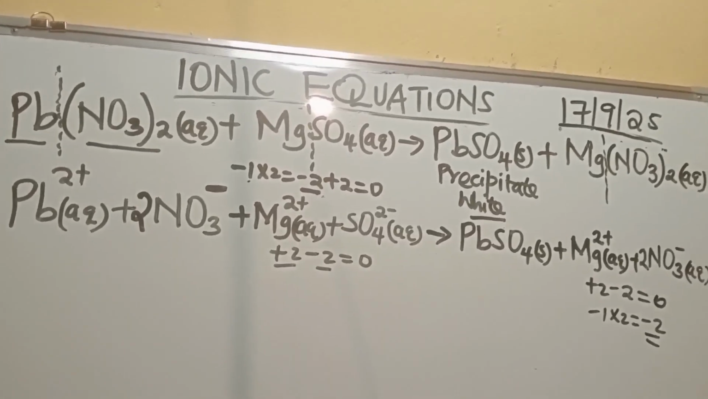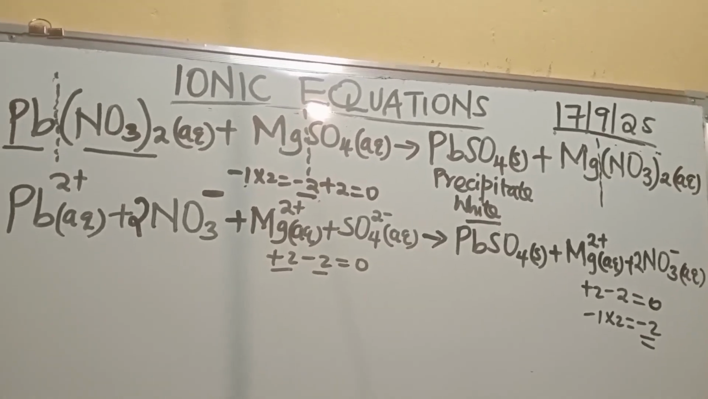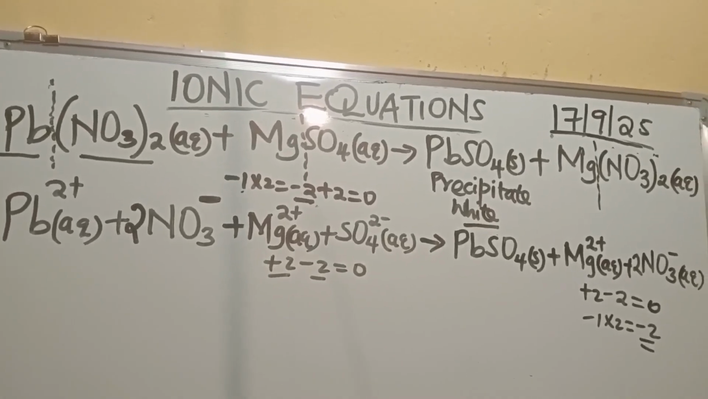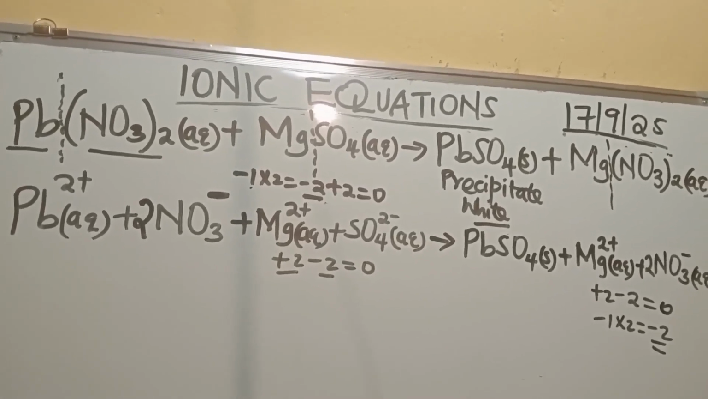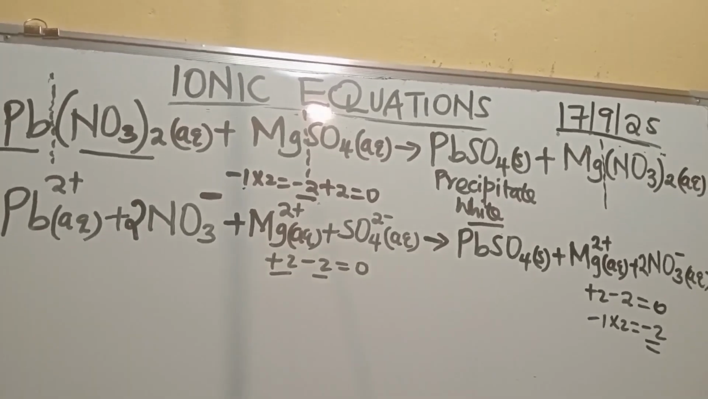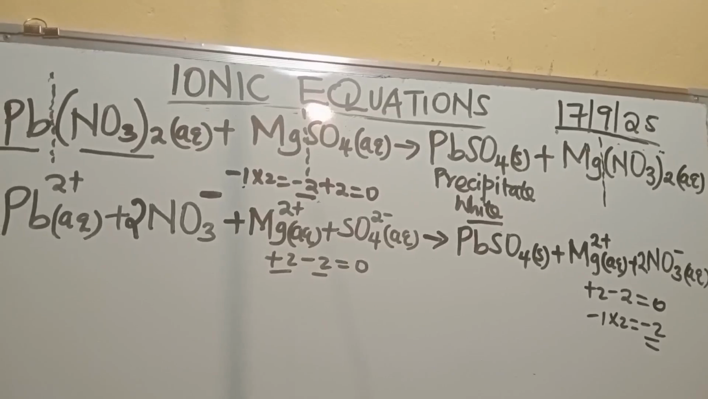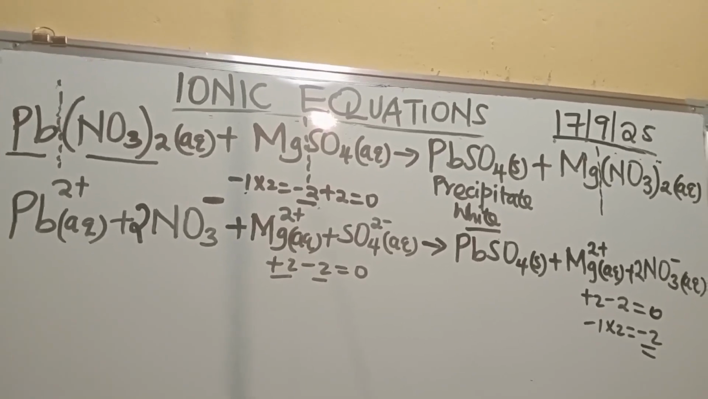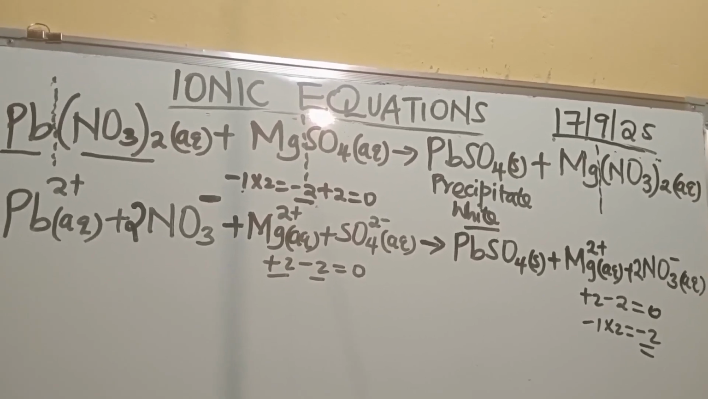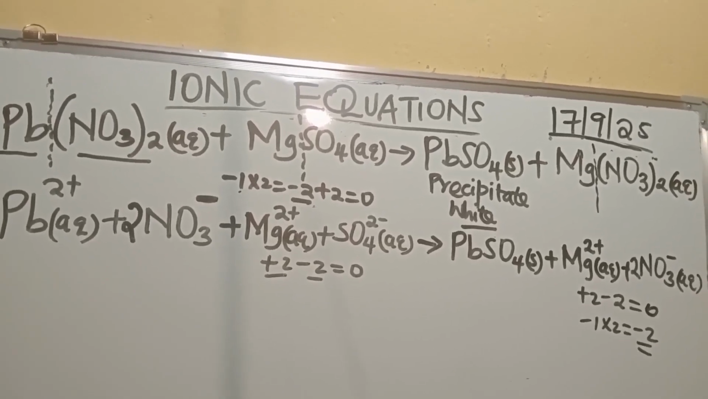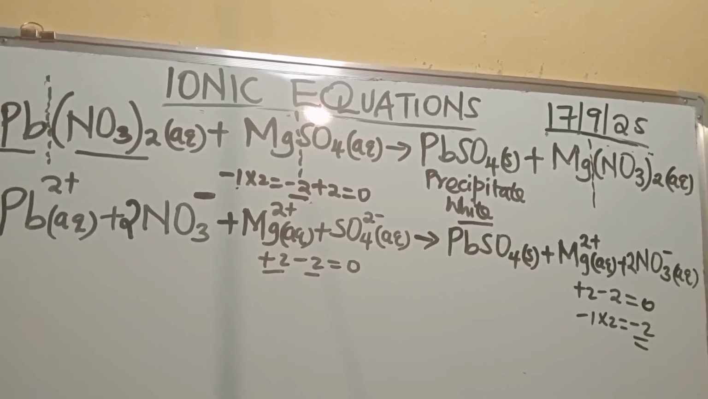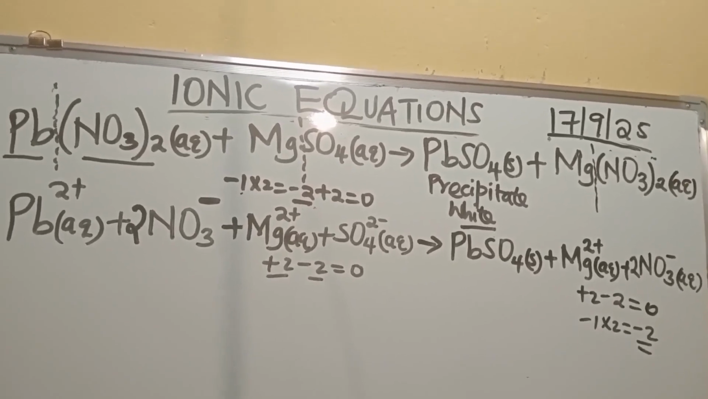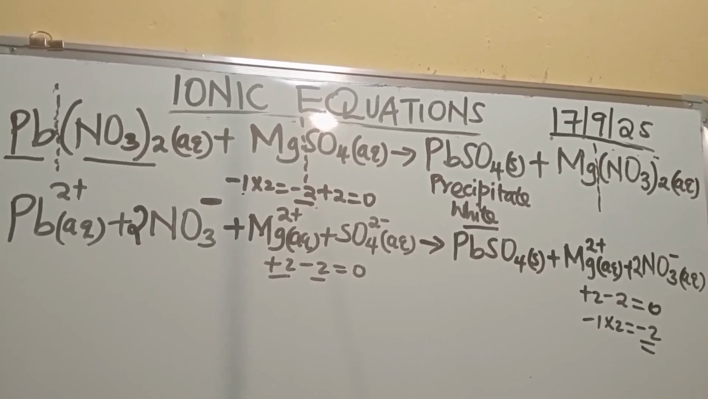Lead, to begin with, in the reactant side, we have it as capital P, small b, 2 positive, aqueous. Checking it in the product side, we do not have any lead that is with a 2 positive at the top. It is already combined in the product side with the sulfate. So that one tells us that lead took part in the chemical reaction.